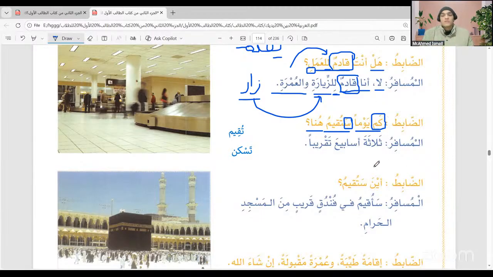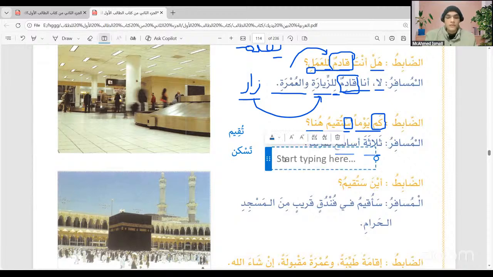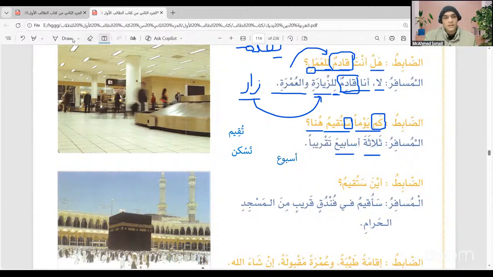So المسافر سيد 3 أسابيع تقريبا. So ثلاثة, 3 أسابيع, it's the مفرد of أسبوع. If you remember before when we mentioned أيام الأسبوع, the days of the week, and we said أسبوع is the week. So ثلاثة أسابيع, which means 3 weeks. So أسابيع. And تقريبا is about. So 3 weeks or about 3 weeks. So ثلاثة أسابيع تقريبا. الضابط سيد أين ستقيم؟ أين.